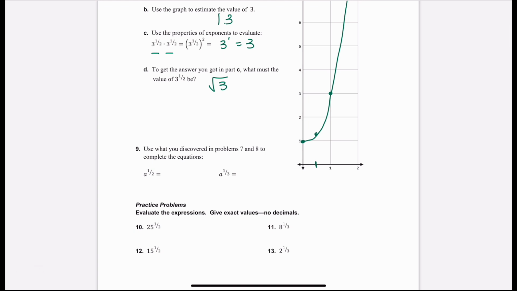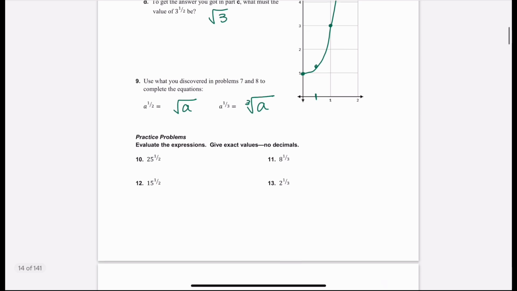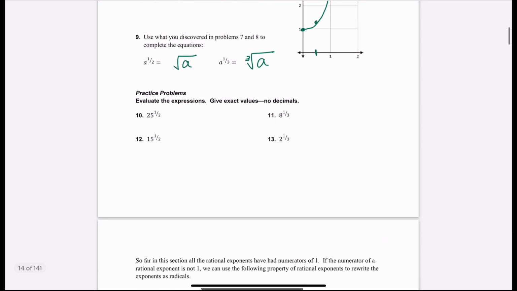Let's do a to the 1/2, a to the 1/3. So if you have a 1/2, what happens is we're going to have a 2 here. It's the square root of a. But if it's a square root, we don't write the 2. If it's a cubed root, we're going to put a little 3 here, the cubed root of a. Now let's go ahead and evaluate some of these expressions.